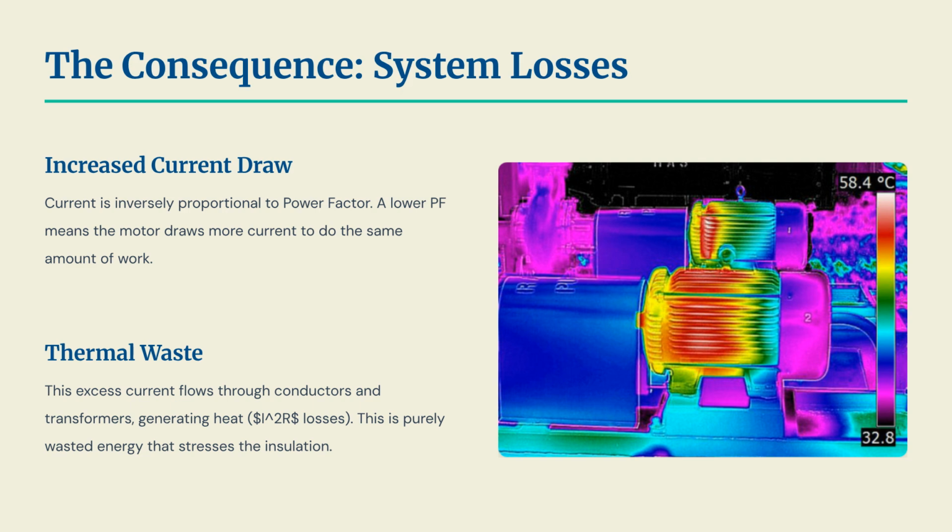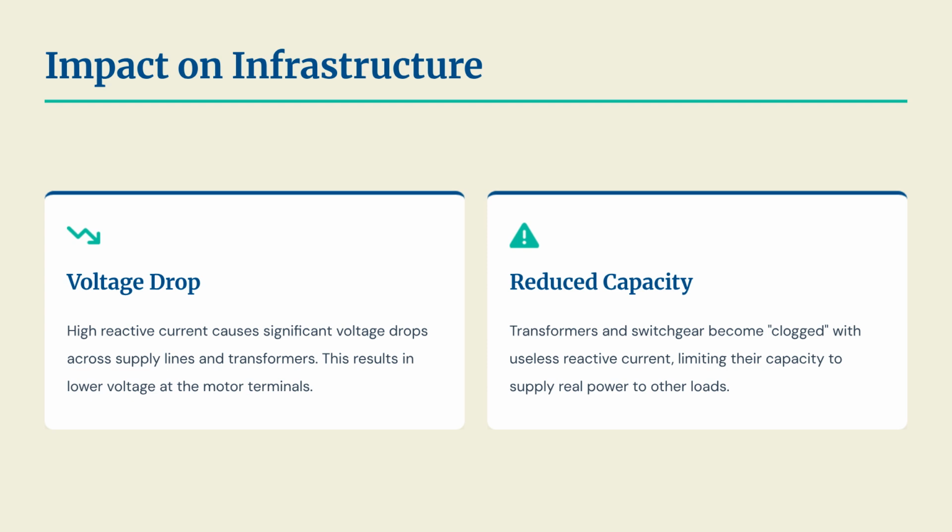It increases current draw, meaning more current is needed to do the same work. This results in thermal waste, generating heat that stresses equipment. The impact on infrastructure includes significant voltage drops across supply lines due to high reactive current. This also reduces capacity, as reactive current clogs transformers and switchgear.